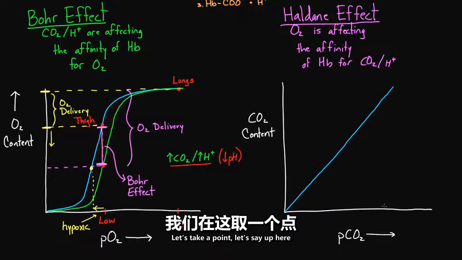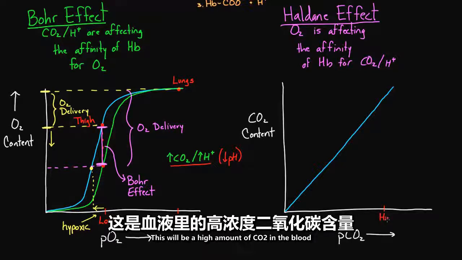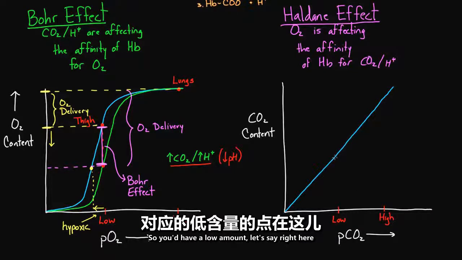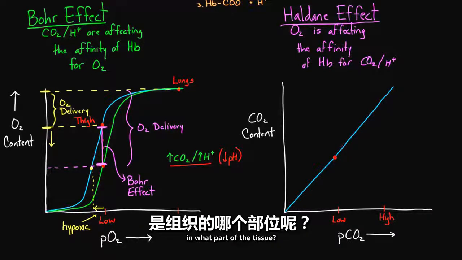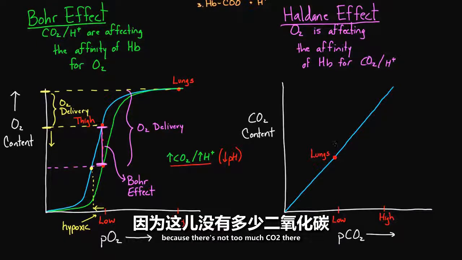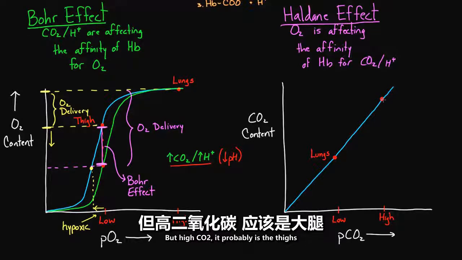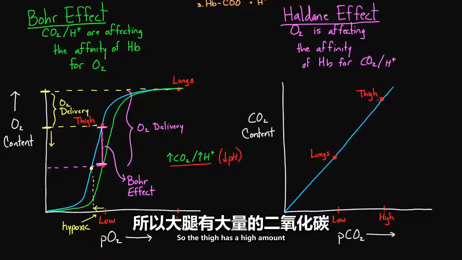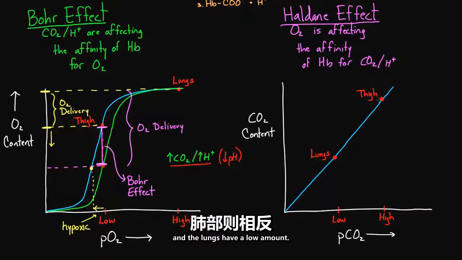Let's take a point, let's say up here, this will be a high amount of CO2 in the blood, and this will be a low amount of CO2 in the blood. So you'd have a low amount, let's say right here, in what part of the tissue? Well, low CO2 sounds like the lungs, because there's not too much CO2 there. But high CO2, it probably is the thighs, because the thighs are like little CO2 factories, right? So the thigh has a high amount, and the lungs have a low amount.